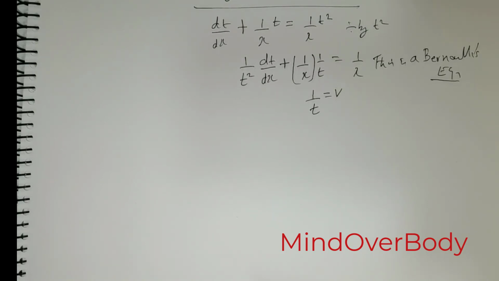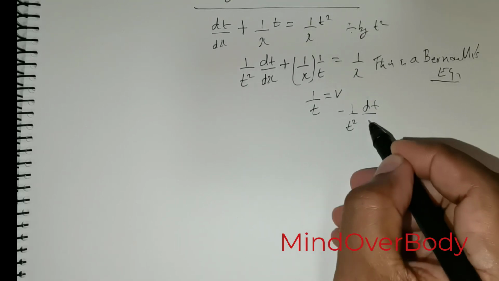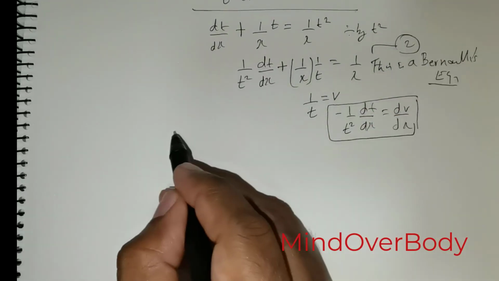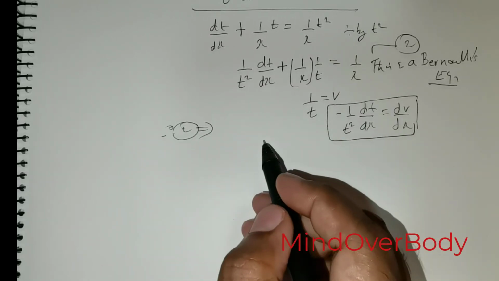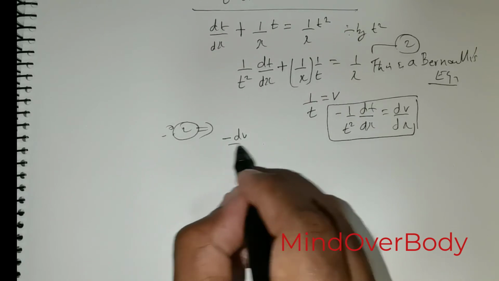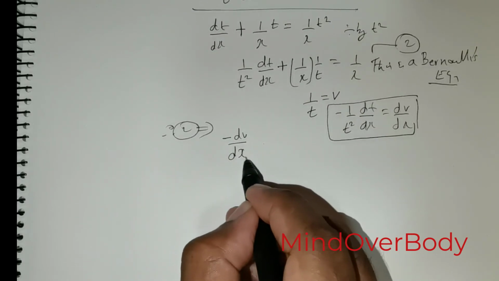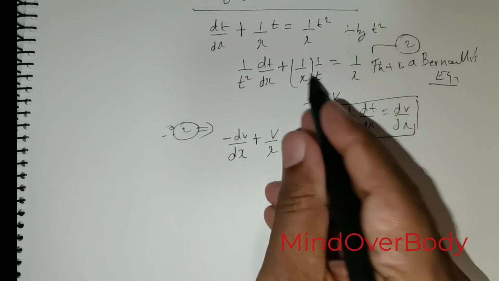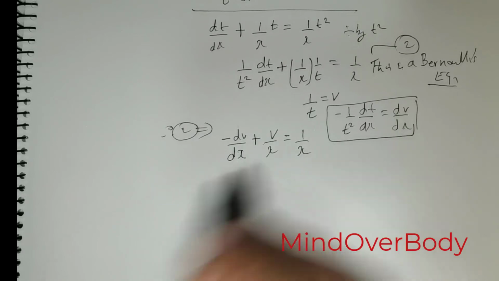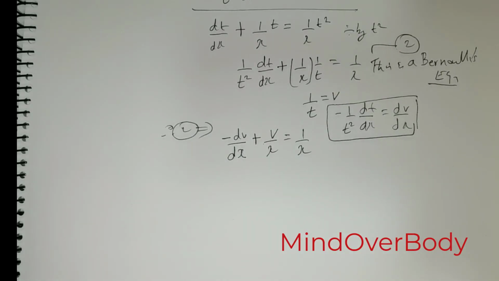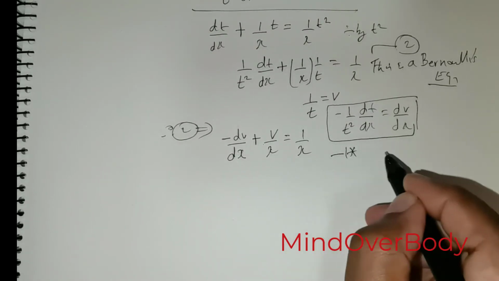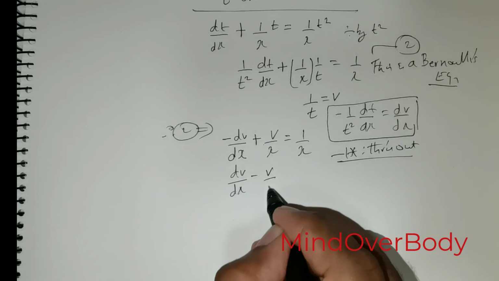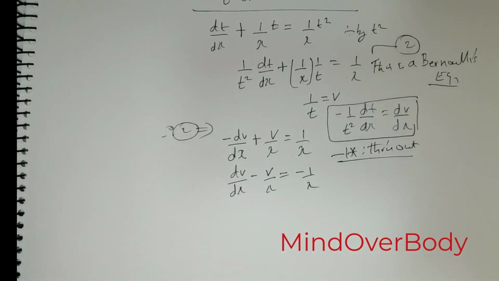Now if I were to differentiate, this is going to give me negative 1 over t squared times dt over dx is equal to dv over dx. So if I were to take this as 2, I can rewrite 2 as, the negative sign is not there, so we will have to push the negative sign here. That would mean I get dv over dx followed by positive v over x, because 1 over t is equal to v, which is equal to 1 over x. Now we can get rid of the negative signs by multiplying by negative 1 throughout. So if I do that, I get dv over dx negative v over x is equal to negative 1 over x. So this is what I've got.